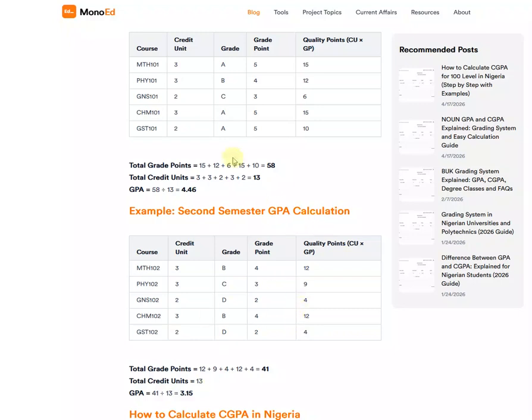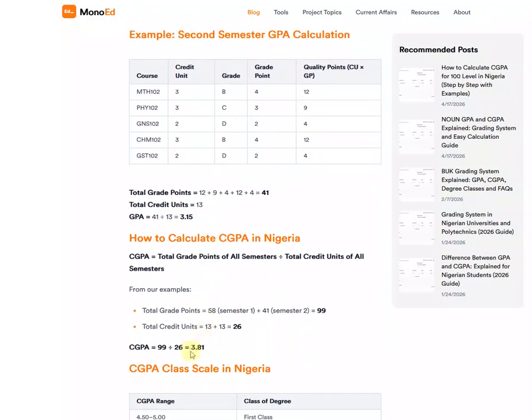Now, how do you calculate? This is for GPA. The GPA is for each semester. You can see this first one is for first semester. This one is for second semester, for level 100, for example. Now, you have to calculate for CGPA. How do we calculate for CGPA?